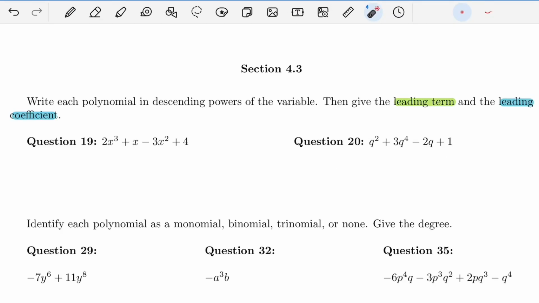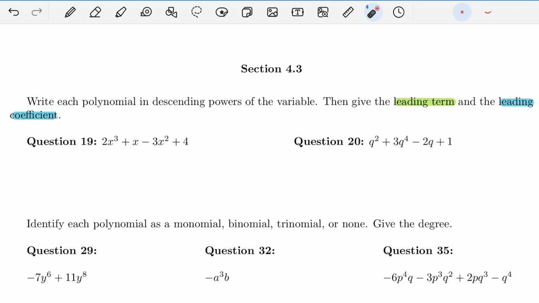Alright, so this brings us to section 4.3, where we're working with polynomial functions. And so polynomials are, like I said, mathematical functions, but these are expressions where we're dealing with multiplication, subtraction, addition, and multiplication of different terms. And these terms will have variables raised to whole number powers. So some examples of polynomials are in these 5 questions here.